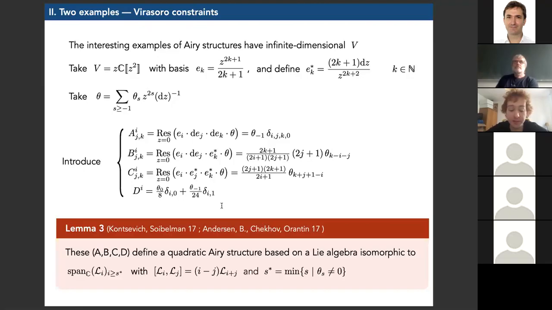So these are some formulas, and you could compute and check that this indeed forms a quadratic Airy structure. And if you allow linear combinations of the L_i's, so maybe you're not in the right basis of V, you will see that it's based on the Lie algebra which is isomorphic to a part of the Virasoro algebra. So these curly L_i's are linear combinations of the straight L_i's. And they have commutation relation [L_i, L_j] = (i minus j) L_{i+j}. And so this is, you could say, a half of the Virasoro algebra. But depending on whether this theta minus 1 is 0 or not, you may push the half a bit further.